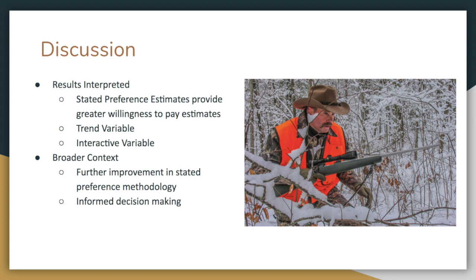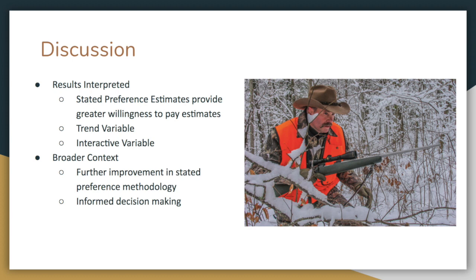Also, in the third model, the trend variable indicates that with every successive year, the consumer surplus estimates increase for big game hunting. This means that individuals are willing to pay more every year. Additionally, the interactive variable indicates that with each year a stated preference estimate was made, the estimates decrease. This could possibly indicate the increased precision of these estimates over time and the decrease of the hypothetical bias.